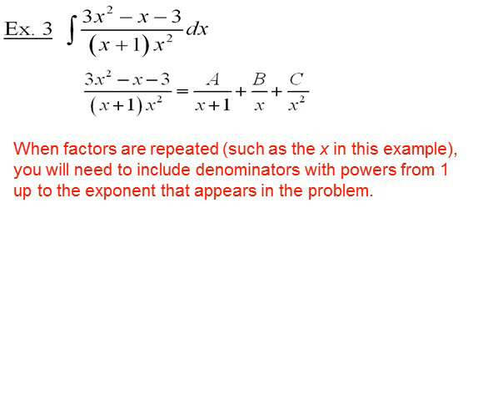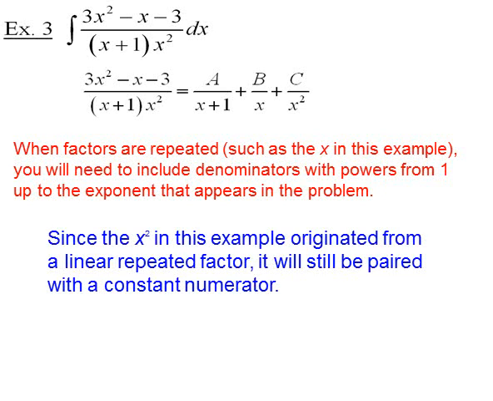The next example shows how to deal with repeated factors in the denominator. When factors are repeated, there should be a partial fraction representing every power of this factor from 1 to the exponent that appears in the problem. You might think at first that the x squared looks like a quadratic factor, but instead it's considered to be a repeated linear factor, x times x. Thus, the partial fractions with x and x squared in their denominators will have constant numerators.